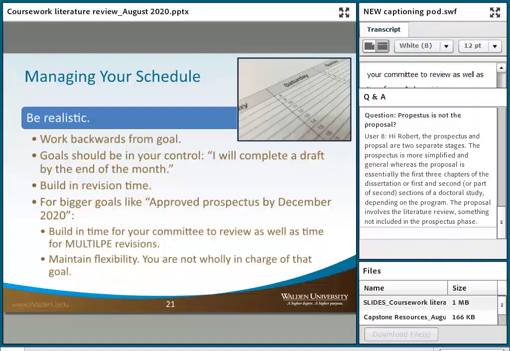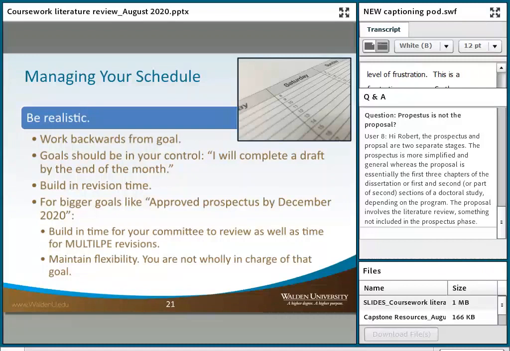It can be to your chair, even if you have regular meetings with your chair. You can always say, I want to have this much done by the next time we meet. And that's another way to stay accountable to other people. But oftentimes, to get that accountability piece in, that's important.